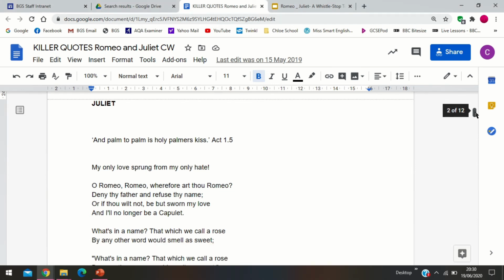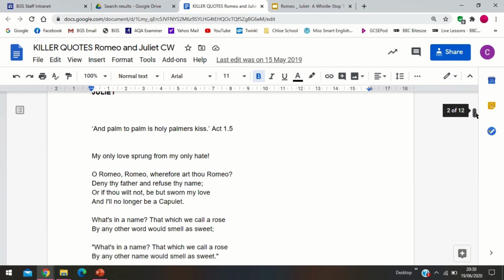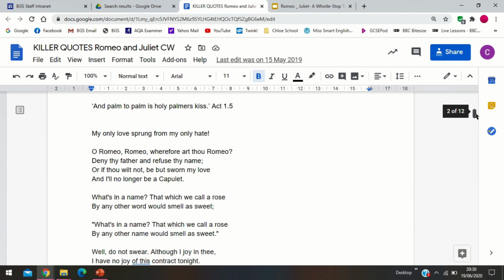So, when she meets Romeo, we see the use of religious imagery, and "palm to palm is holy palmers' kiss." It's part of Romeo and Juliet's teasing and courtship. When she finds out that Romeo is from the enemy family, she says, "My only love sprung from my only hate." So we have this real conflict of love and hate, which is obviously a key theme within the play.